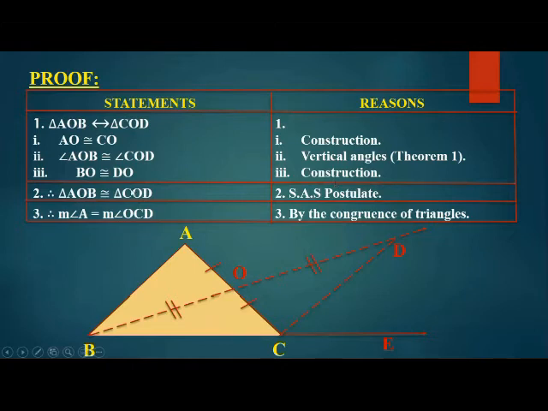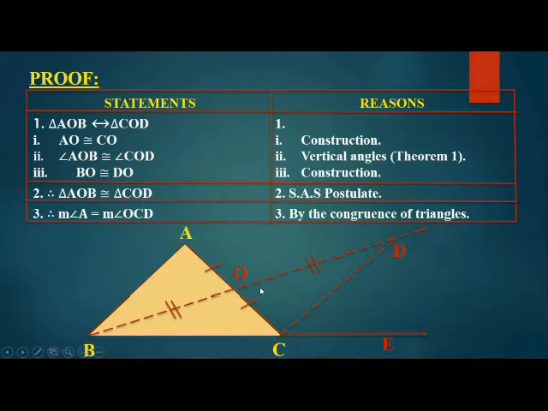So it means that both triangles AOB and OCD are congruent to each other. How do we know that? Because of the SAS postulate. What does SAS postulate mean? Side angle side postulate. This is side number 1, this is side number 2, and this is an angle. So whenever two sides and an angle of two triangles are equal to each other, it means that the triangles are congruent to each other. So if they are congruent, their corresponding angles will also be equal to each other. So angle A is equal to the measurement of angle OCD.